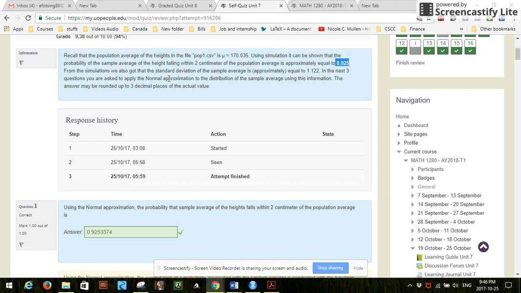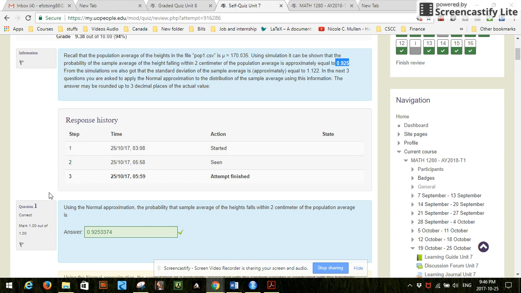So, in a sense, what is important when you read this is to note what your mean is. Always think about what is my mean and what is my standard deviation. And from reading this, we get the two parameters, and we know that we're supposed to apply the normal approximation.